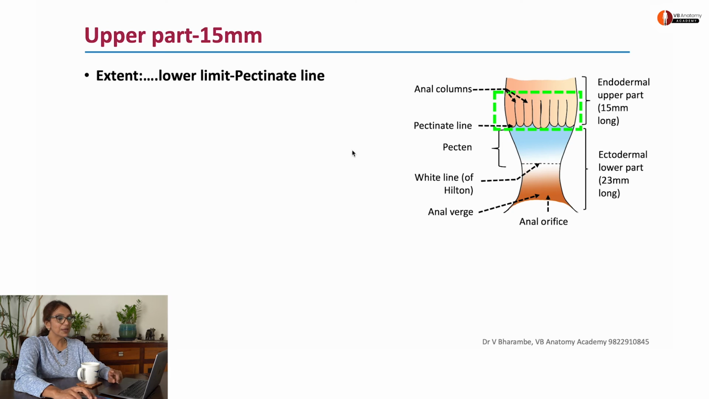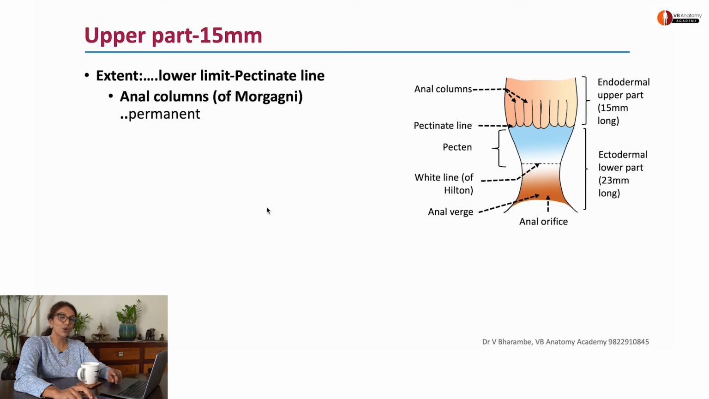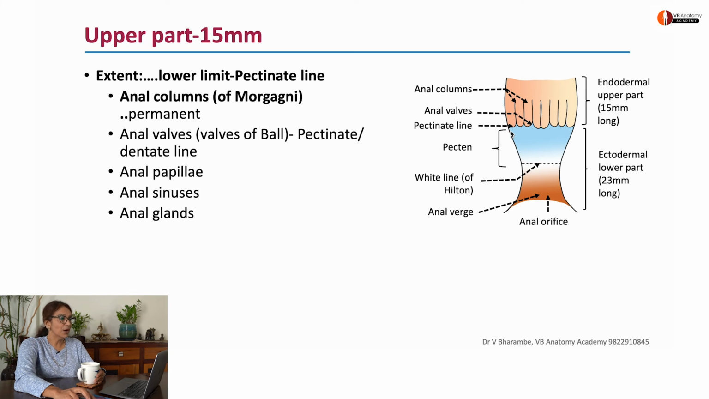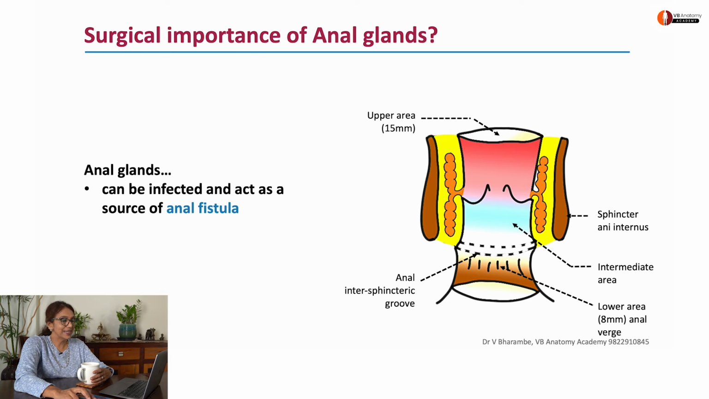Continuing our discussion of the upper part of the anal canal, you saw anal columns of Morgagni. Now they are joined below by horizontal lines which are called anal valves of Morgagni. Together they form the pectinate line. There are also anal papillae and anal sinuses. What are these? Let's take a look.